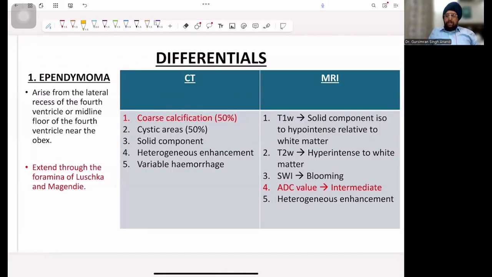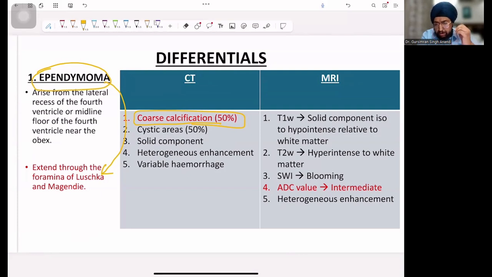Now, whenever you study the differentials, the differentiating features are the most important to be remembered. The first differential in our case, since it's a midline mass, will be ependymoma. Ependymoma originates from the lateral recess of the fourth ventricle or the midline floor of the fourth ventricle near the obex. The most important feature is it always extends through the foramen of Luschka and Magendie. That is why there's a term, plastic ependymoma, given because of its extension through the foramen of Luschka and Magendie. Calcifications are very common; they are seen in about half of the cases of ependymoma.